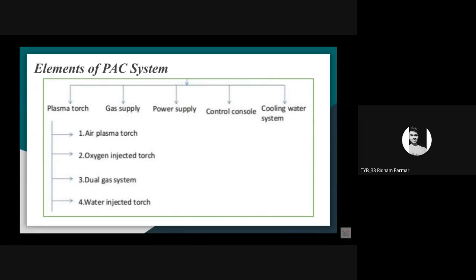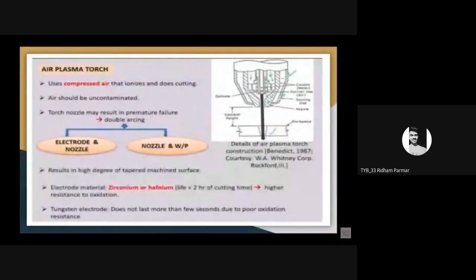In the plasma torch, there are many torch designs which are practically used. For example, you can see the first one is the air plasma torch, then the oxygen injected torch, the dual gas system, and the last one is the water injected torch. Now we'll discuss one by one. First is the air plasma torch.